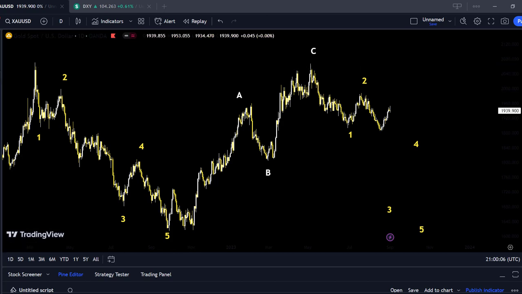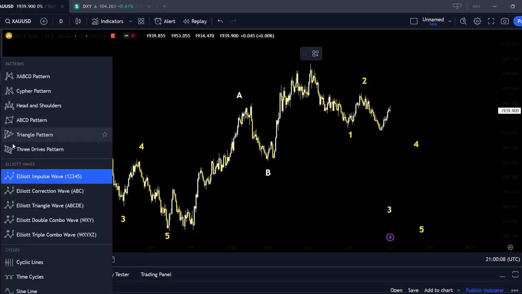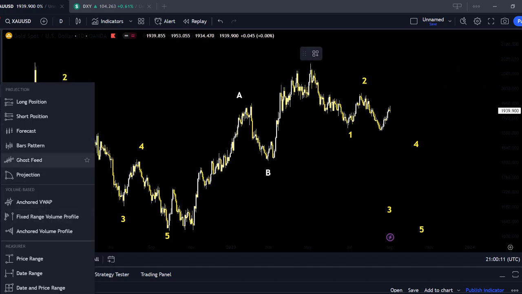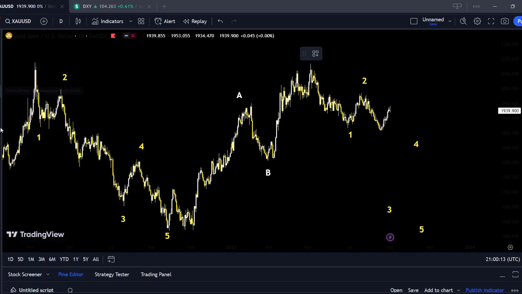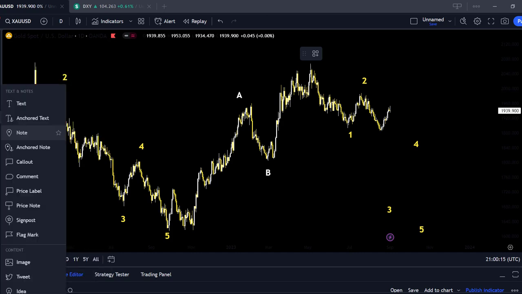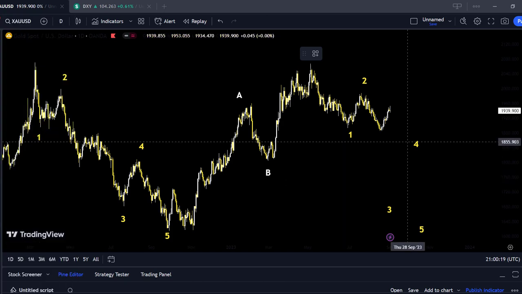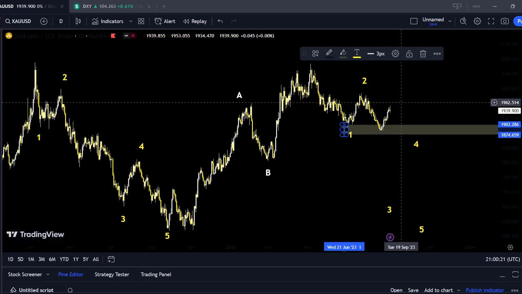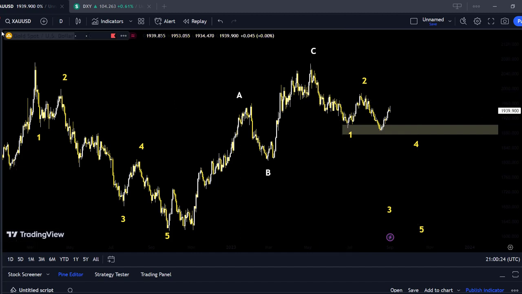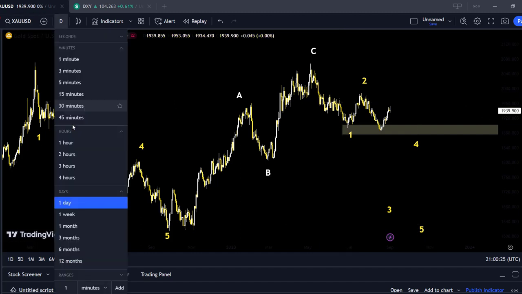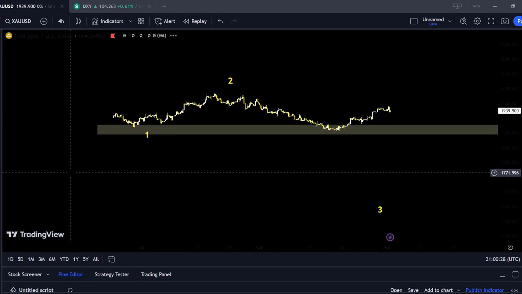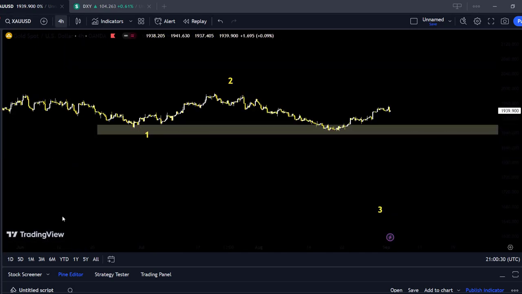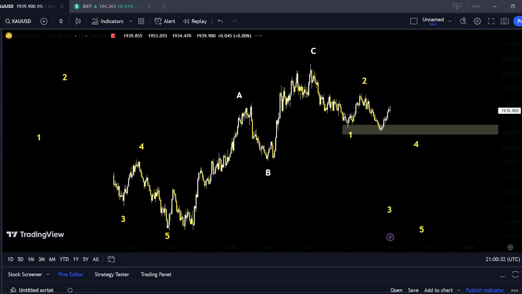But the thing is, here it's forming a double bottom pattern. So if we switch to the H4 time frame, let's move towards the daily time frame. We will discuss this again.